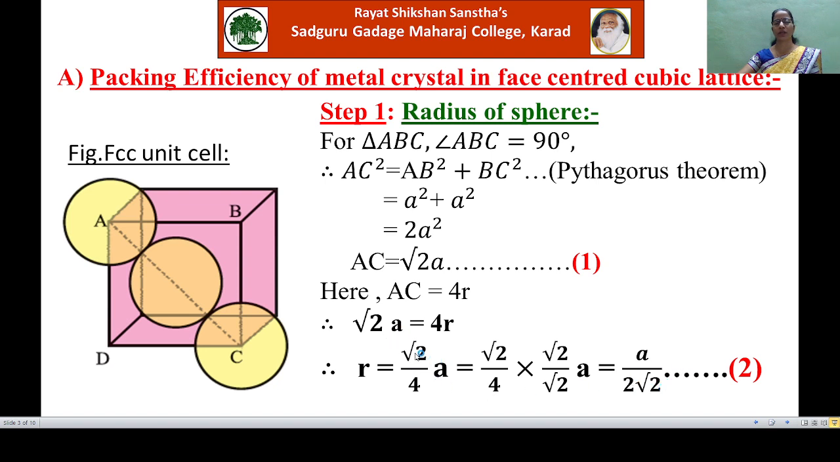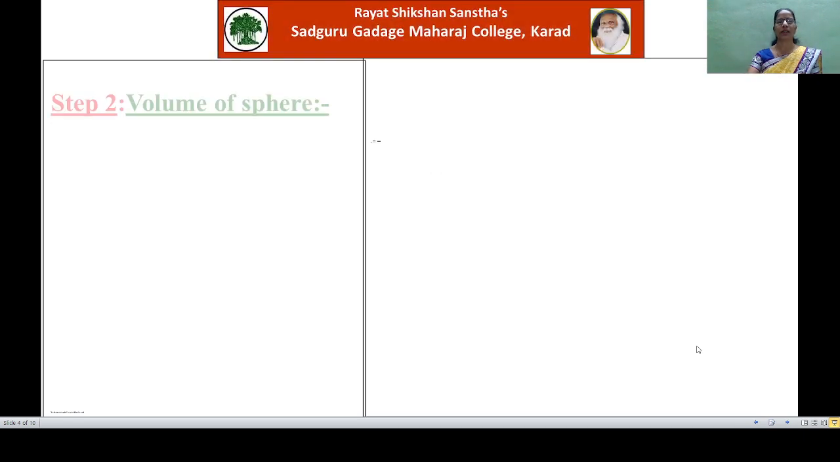Now we will modify this equation as r is equal to a upon 2 root 2. See how it is obtained. Here r is equal to root 2 upon 4 into a. You multiply this equation by root 2 and again divide it by root 2. The meaning will remain the same. It will not be changed. And thus, by solving this, you will obtain r is equal to a upon 2 root 2. Suppose this is equation number 2.